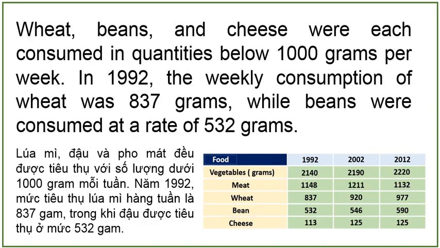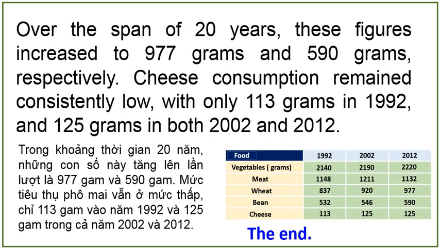Wheat, beans, and cheese were each consumed in quantities below 1,000 grams per week. In 1992, the weekly consumption of wheat was 837 grams, while beans were consumed at a rate of 532 grams. Over the span of 20 years, these figures increased to 977 grams and 590 grams, respectively. Cheese consumption remained consistently low, with only 113 grams in 1992 and 125 grams in both 2002 and 2012.